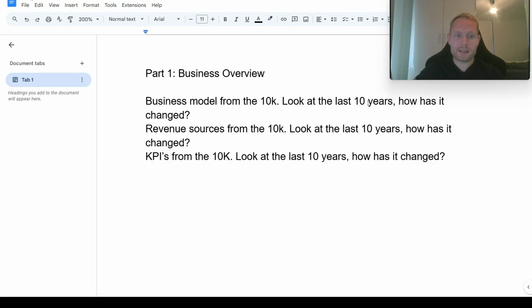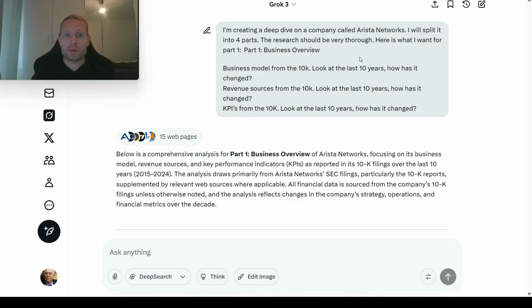And you look at the last 10 years, how has the business model changed? Same with the revenue sources from the 10K, and also take a look at the KPIs and if they've been changing or not. The first prompt would be something like this.